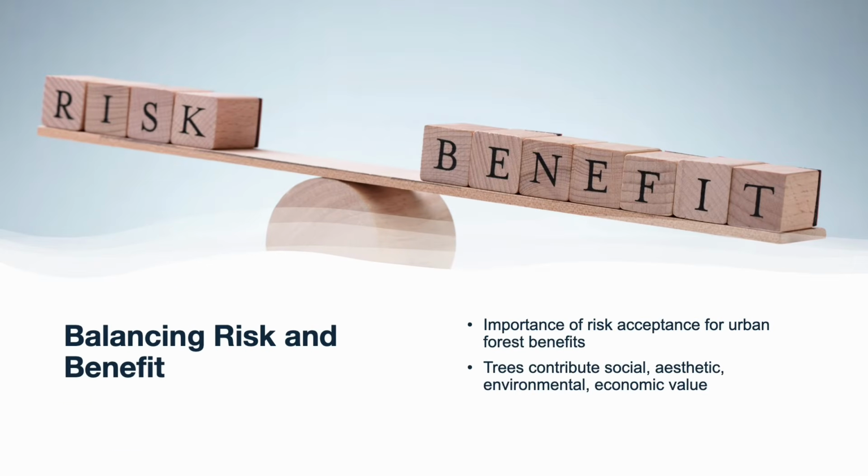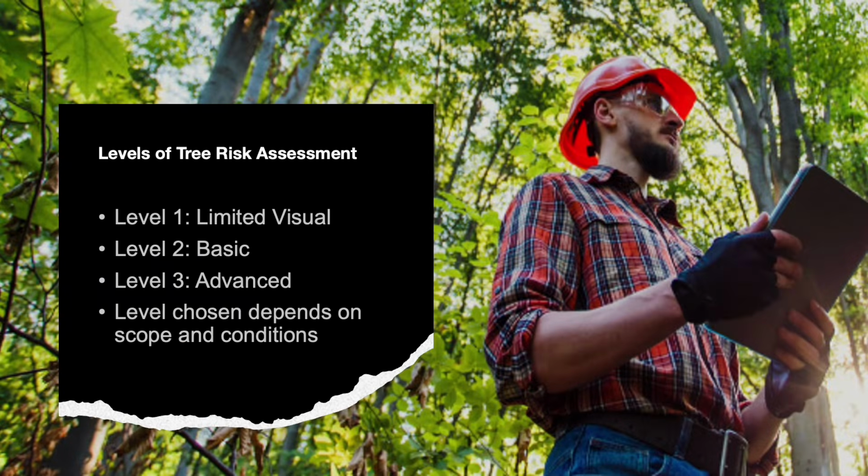And that balance is really important. Trees offer environmental, social, and economic value. If we want to keep enjoying these benefits, we have to accept a manageable level of risk and manage it appropriately. And there are 3 main levels of tree risk assessment. Level 1 is a limited visual assessment, Level 2 is basic, and Level 3 is advanced. Each level uses different methods, tools, and levels of detail depending on the situation and the client's needs.